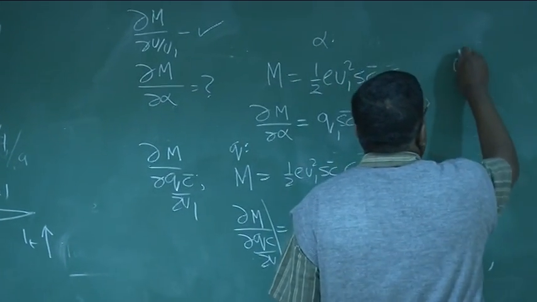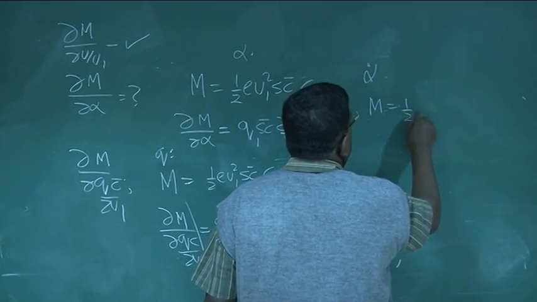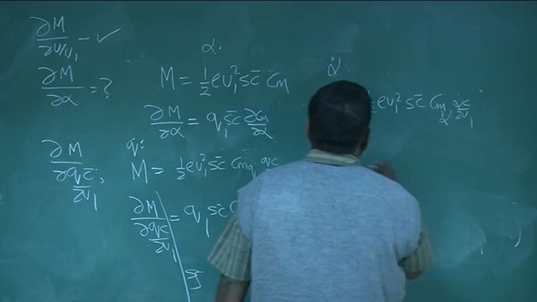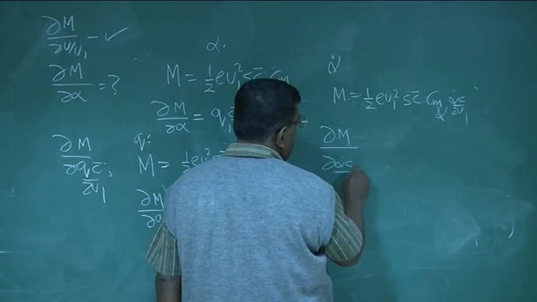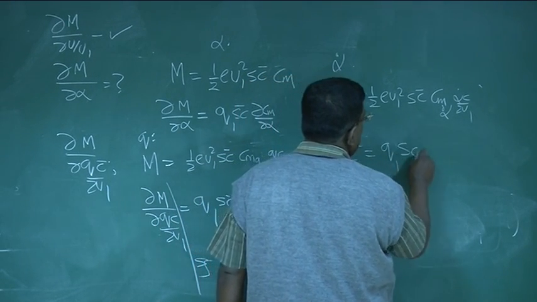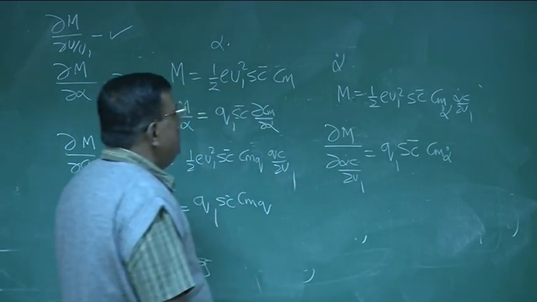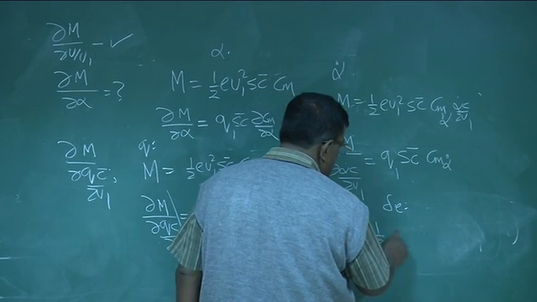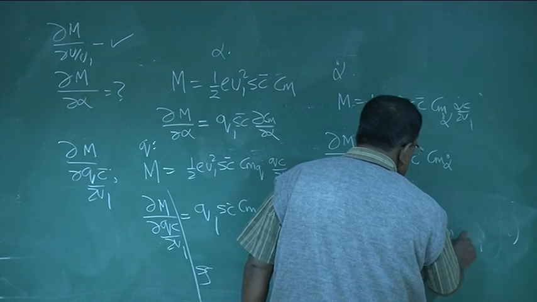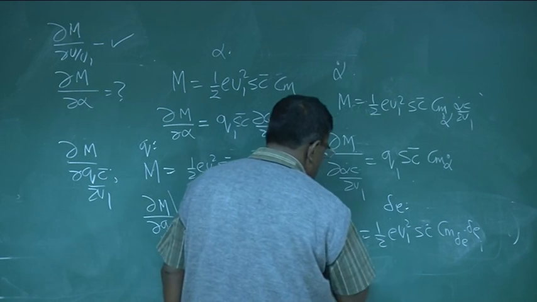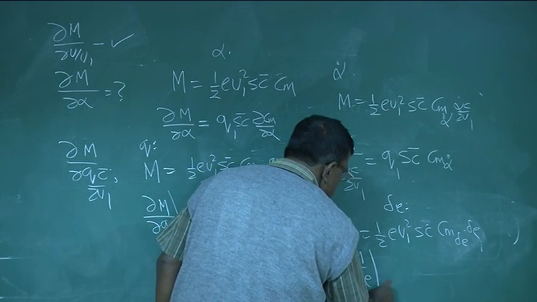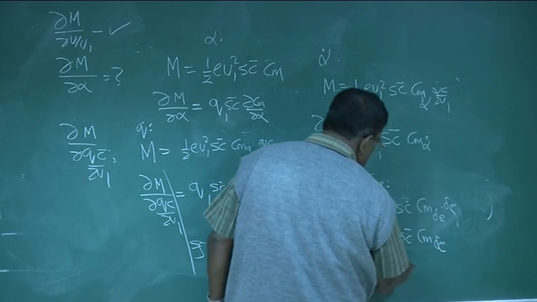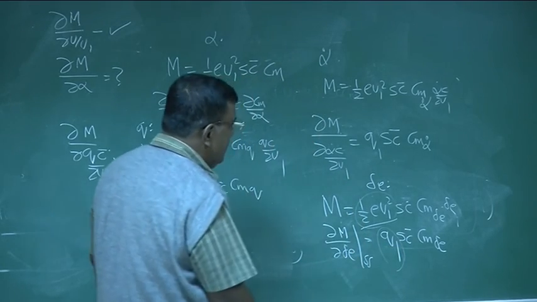Similarly, for the alpha dot derivative, M I will write as half rho u1 squared S c̄ into Cm alpha dot c̄/2u1. So dM/d(alpha dot c̄/2u1) will be equal to q1 S c̄ Cm alpha dot. Similarly, for the control derivative, the elevator delta derivative, I will let M equal half rho u1 squared S c̄ Cm delta e into delta e. So dM/d delta e at steady state will be q1, the dynamic pressure at steady state, S c̄ Cm delta e. q1 means at steady state.